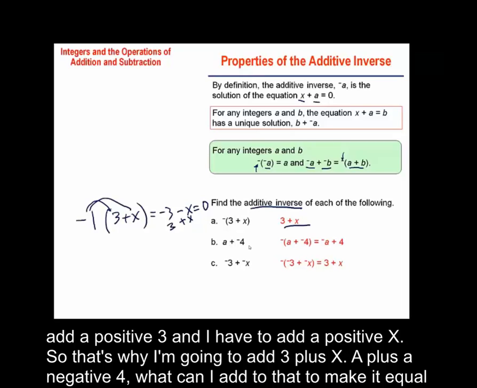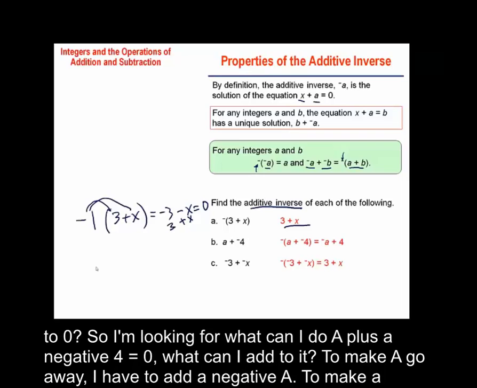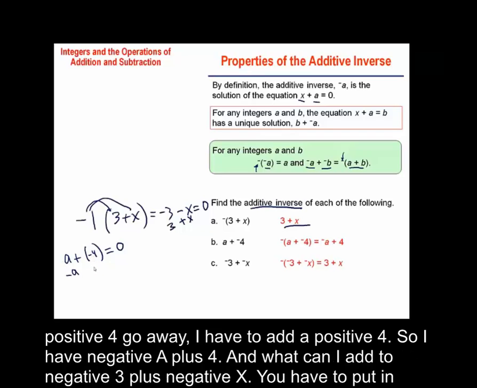A plus a -4, what can I add to that to make it equal to 0? So I'm looking for what can I do. A plus a -4 equals 0. What can I add to it? Well, to make a go away, I have to add a -a. To make a positive 4 go away, I have to add a positive 4. So I have -a plus 4.